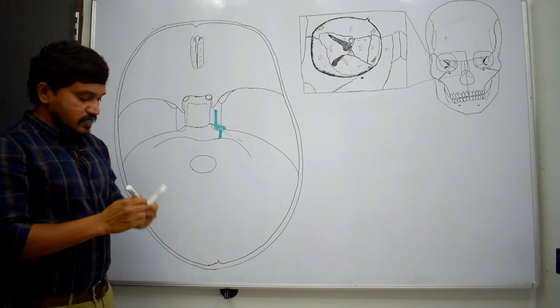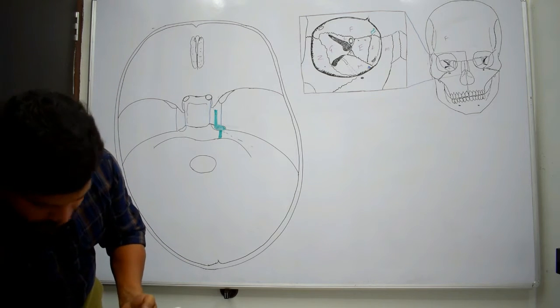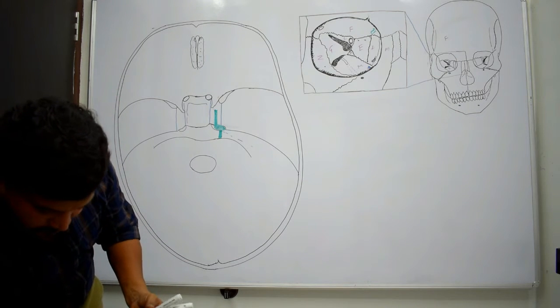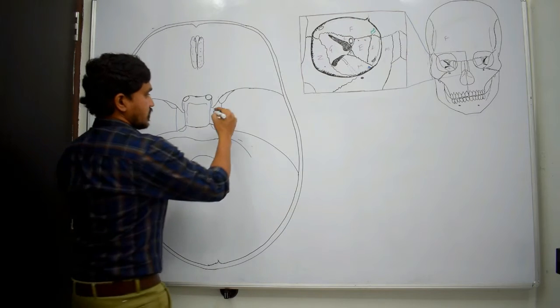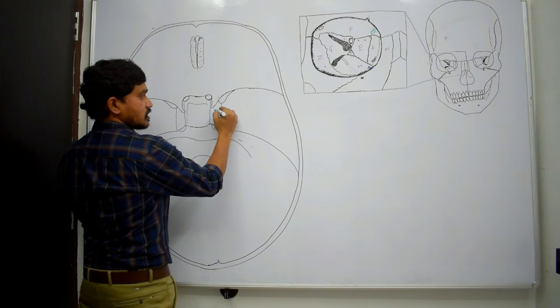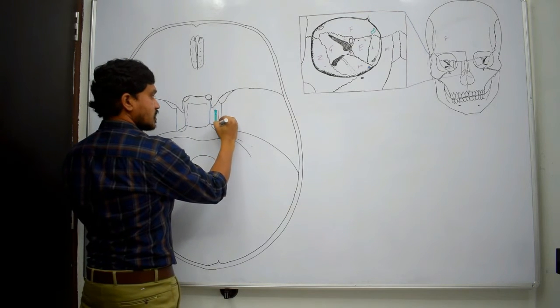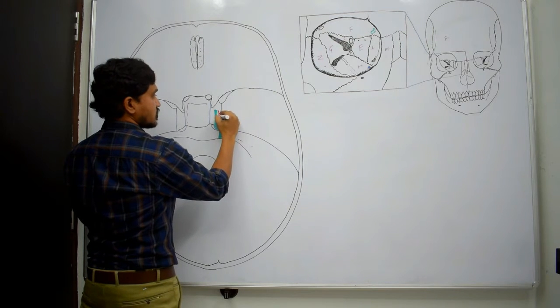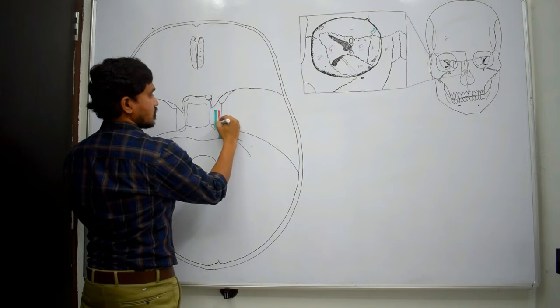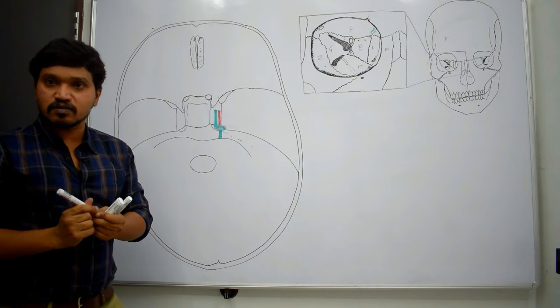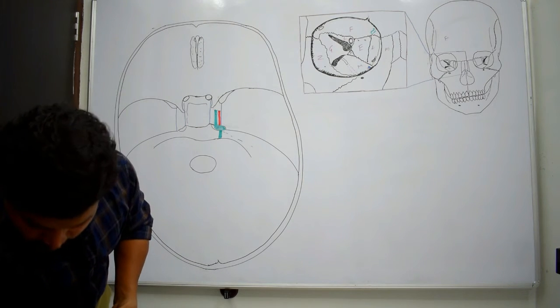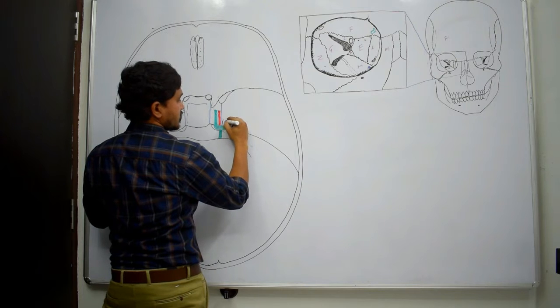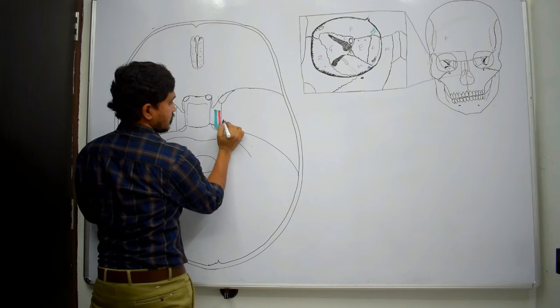And is any other nerve there? I am drawing with red color to differentiate. Which one is this? This is the maxillary division of the trigeminal nerve. And one more division is there, no? What is that? That division is the mandibular division of the trigeminal nerve.